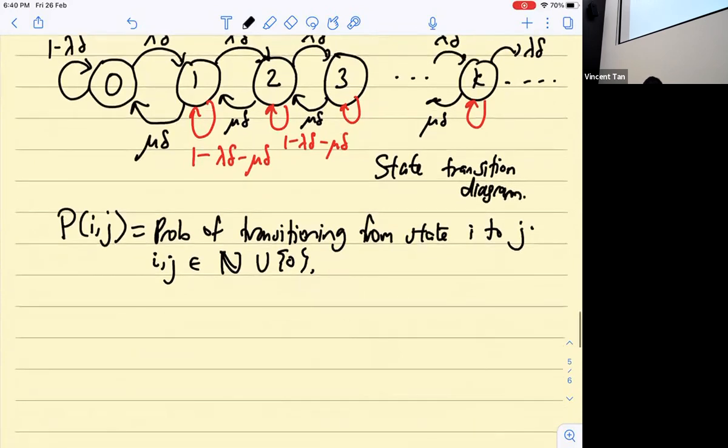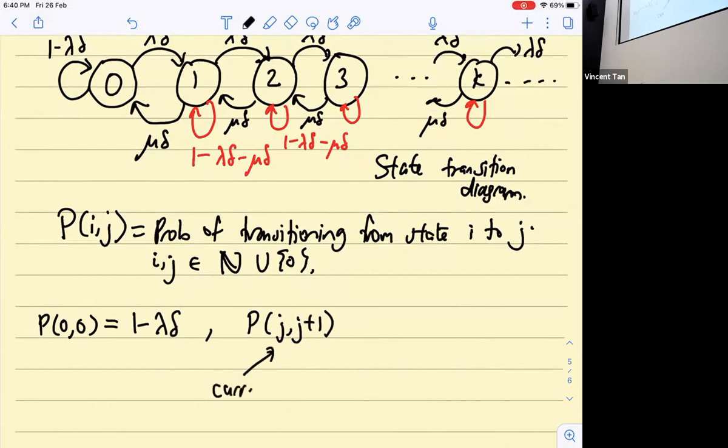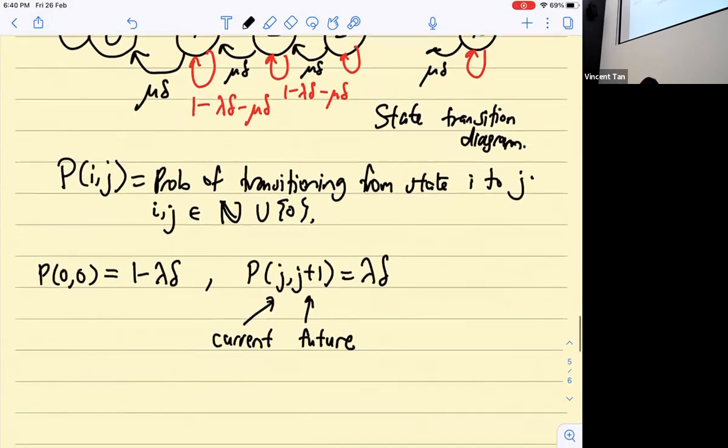Okay, so let us write down the state transition probabilities. P00 is 1 minus lambda delta, and this is reflected here, right? P00 is reflected here. Now, P0, P of, in general, J plus 1. So this is my current, and this is future. That's the convention. Okay, it's lambda delta. You could switch it around also, but this is how people write it.